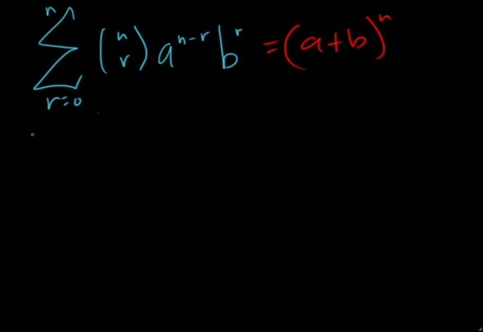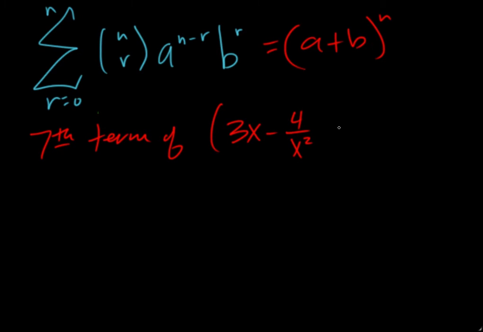Okay, so we need to find the seventh term of 3x minus 4 over x squared, to the 14th. Okay? And it says do not simplify your answer. Okay. So remember we start at 0, so it's 0, 1, 2, 3, 4, 5, 6 would actually be the 7th because we go 1, 2, 3, 4, 5, 6, 7th.